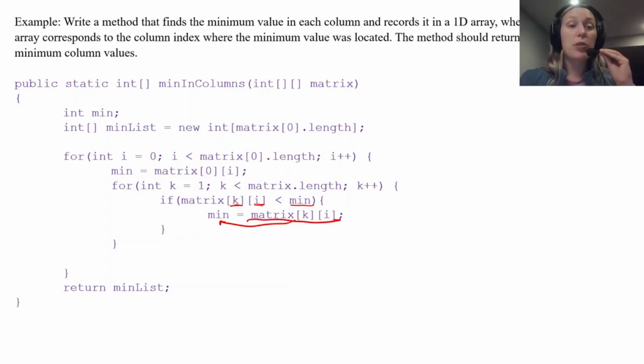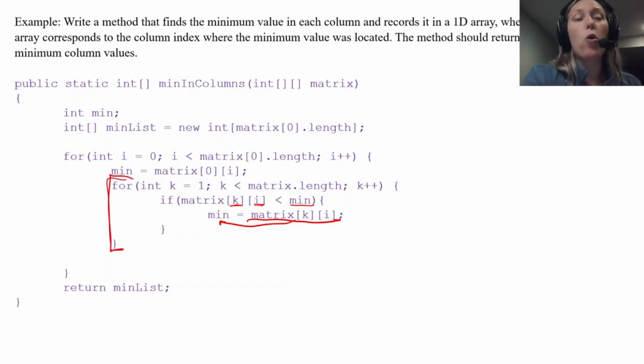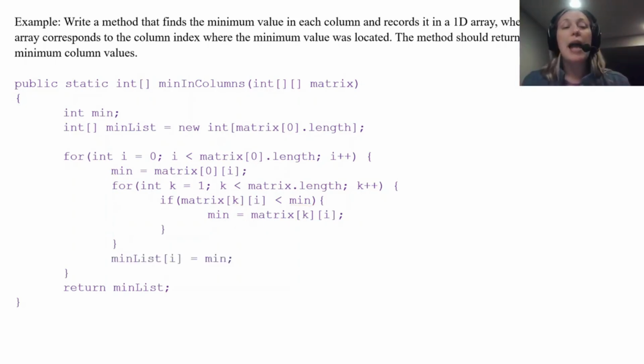Now what do I do? Once I've looped through my whole column, so I've gone through each row, I've reached the end of this loop, I have my minimum, I need to assign that minimum into my min list at location i, where remember i represents the column I'm on, which also corresponds to the index of my one-dimensional array.